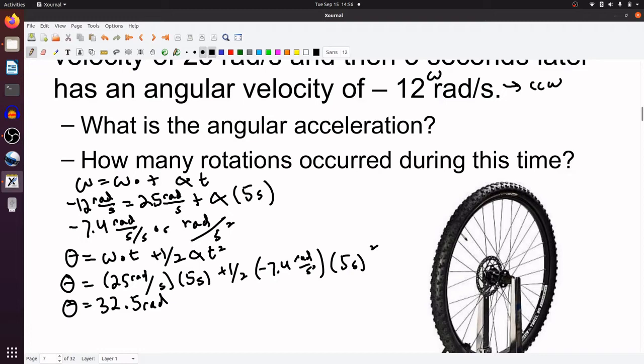But it asks for rotations. And for every 2 pi radians, there occurs 1 rotation. So divide that by 2 pi. That gives about 5.17. We could also say the same thing for revolutions.